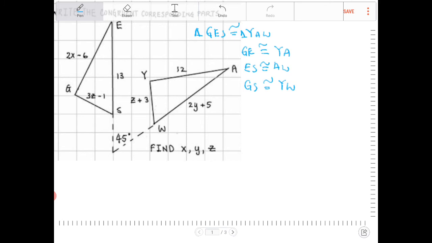So GE, 2x minus 6, is equal to YA, which is 12. Add 6 to both sides, divide by 2. 2x is equal to 18. Divide by 2, x is equal to 9.